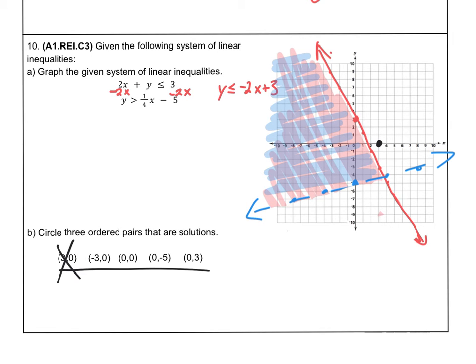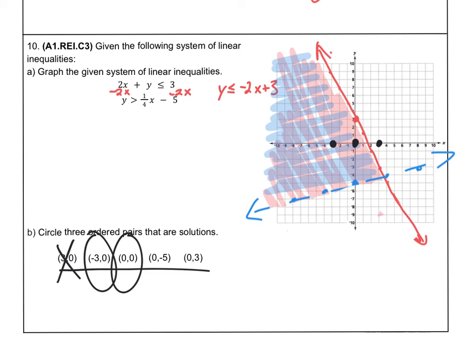Okay, the next one is (-3, 0). So starting in the middle, going left 3 on my x-axis. Is that within the shading? Yes, circle it. (0, 0), that's my origin. Is that within the shading? Yep.